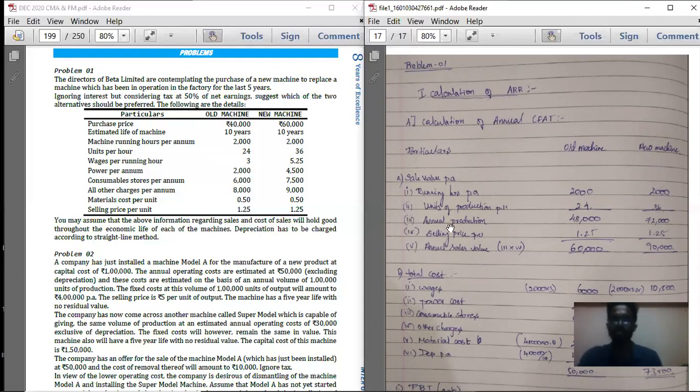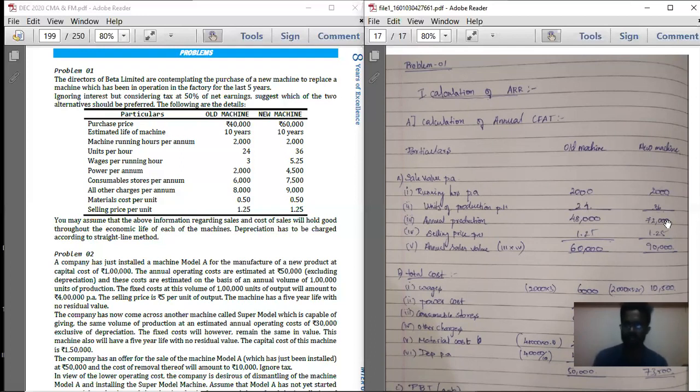Under the old machine column, units produced per hour is 24, and under the new machine, 36. So record 24 units per hour under old machine and 36 units per hour under new machine.